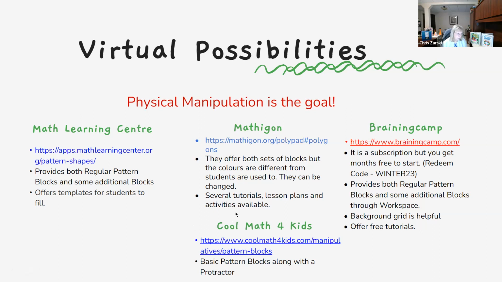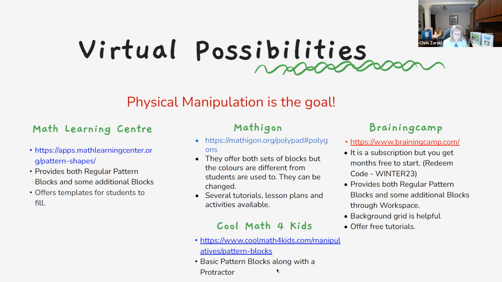Mathagon is great. They have all kinds, but the only thing you have to be a little bit cautious of is that initially when you pull out the fraction blocks, they're not the standard colors that you're seeing everywhere else. You can change them though, so they can become those standard colors. It's not a big deal because it's not the color per se, but when we're teaching, there's a standard color combination that people typically use. All your resources will be based on those, so you just need to flip the colors into those and then you're good to go. There are lots of tutorials and lesson plans in there as well.